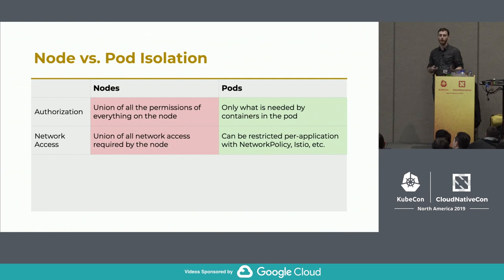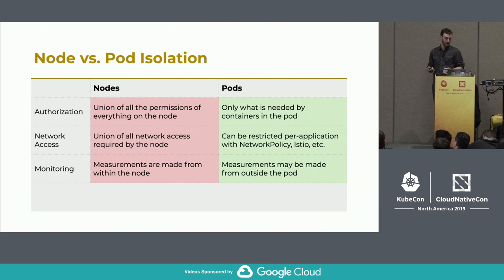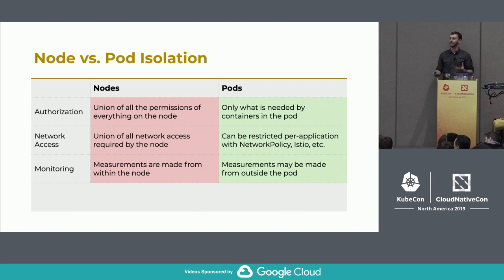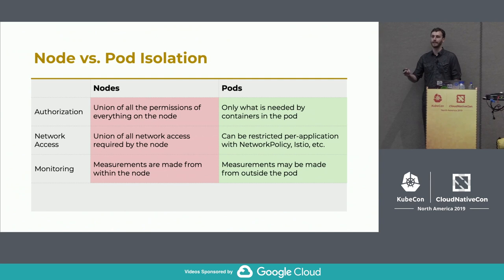We didn't touch on this too much, but in the monitoring case, your monitoring's probably running on the node. And so if your node is compromised, you can't trust your monitoring. In the pod case, your monitoring's still running on the node, but now your attacker is contained in the pod, and we can rely on those metrics a little more.